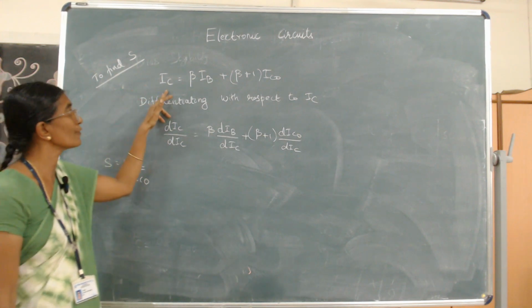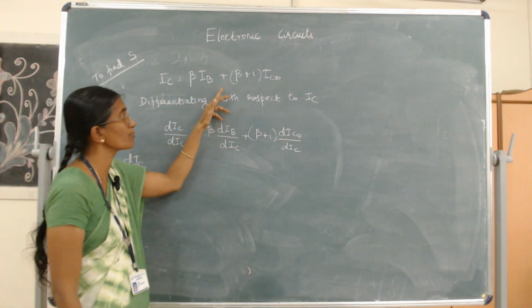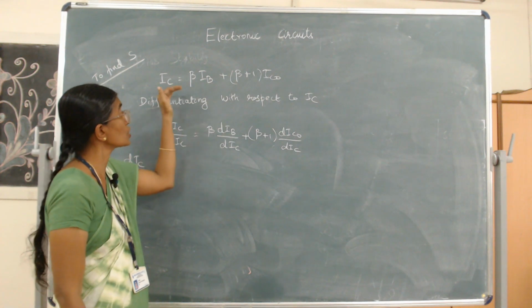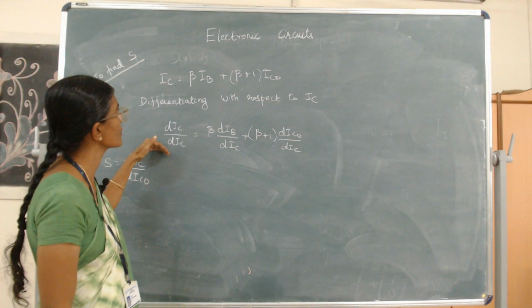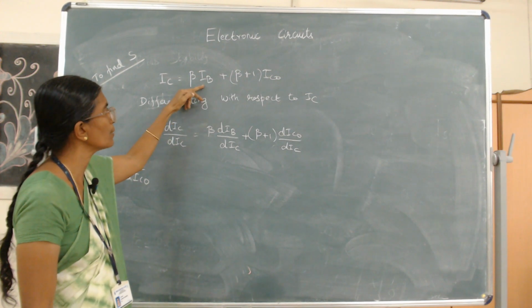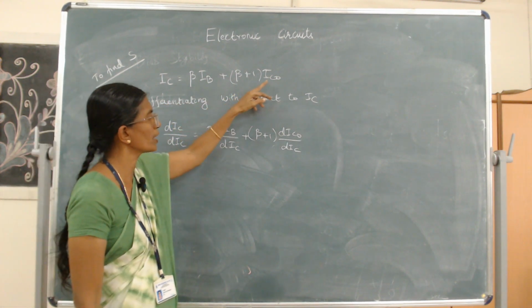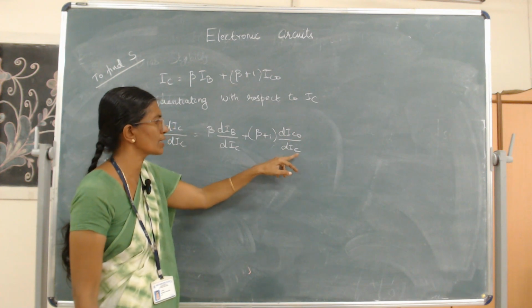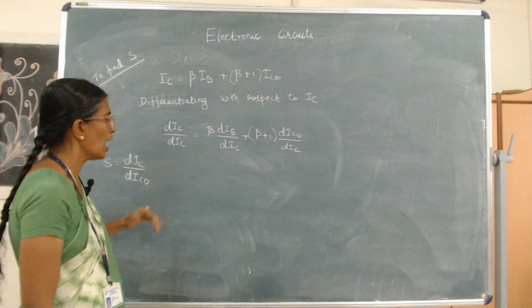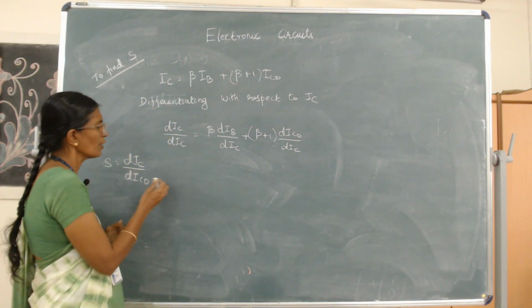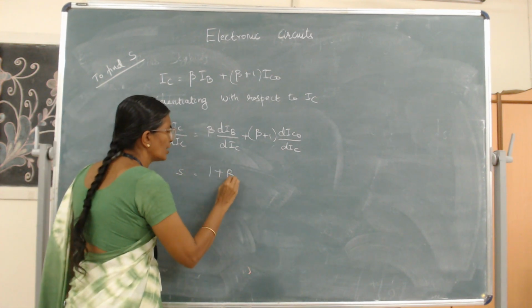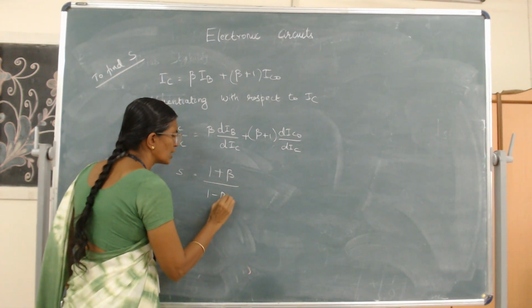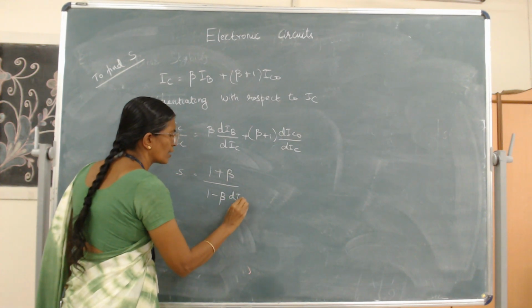So we know the equation IC is equal to beta IB plus (beta plus 1) into ICO. Differentiate this equation with respect to IC. So dIC divided by dIC is equal to beta into dIB by dIC plus (beta plus 1) into dICO divided by dIC. Simplifying this expression and finding the value of S, we have S is equal to (1 plus beta) divided by (1 minus beta into dIB divided by dIC).